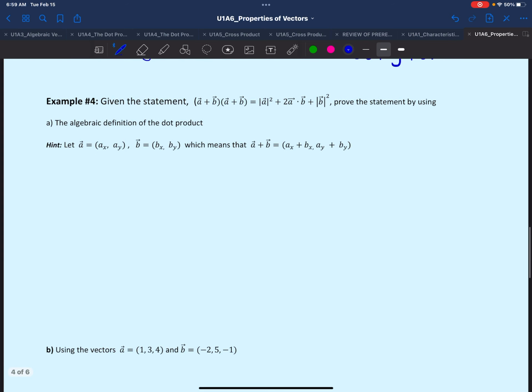Next, we are given the statement that A plus B dot A plus B equals A squared plus 2AB plus B squared. And you probably recognize here a very important binomial expansion, A plus B squared. Now we have to prove the statement by using the algebraic definition of dot product, because that's what we have in here. So in other words, what we have is A plus B dot A plus B.